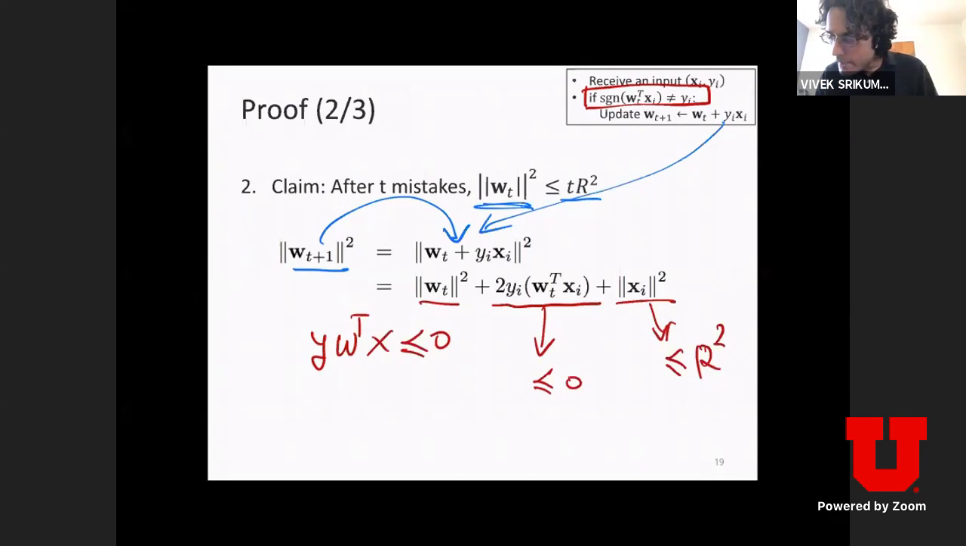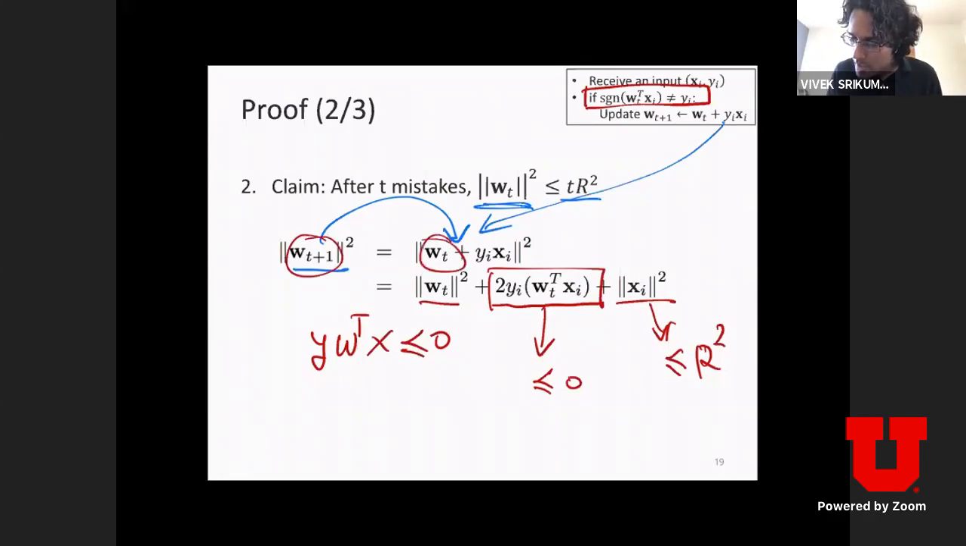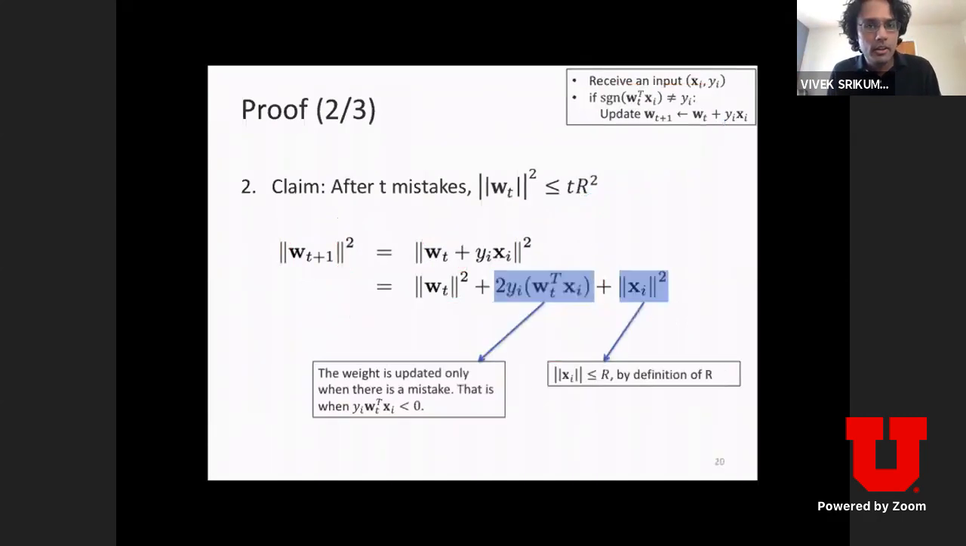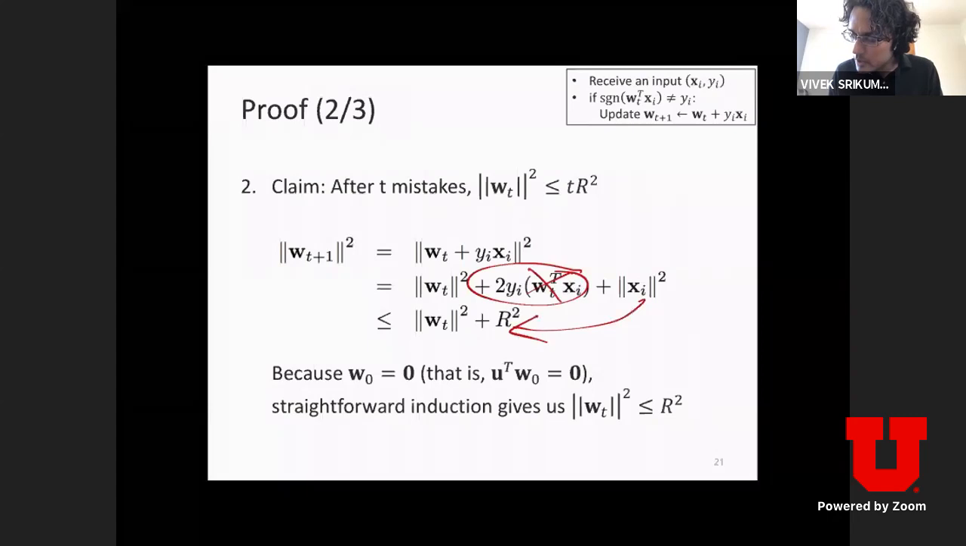So the middle term disappears, because the reason we even triggered this update from w_t to w_{t+1} is because this quantity was negative. Otherwise, w_t would not have been updated at all. So the way it is updated, only when there's a mistake, y w transpose x is negative. And by definition, the length of the vector is less than r. So this quantity is less than or equal to r squared. So we can put these two things together. This term disappears. This term becomes less than or equal to r squared. And the equality becomes an inequality.